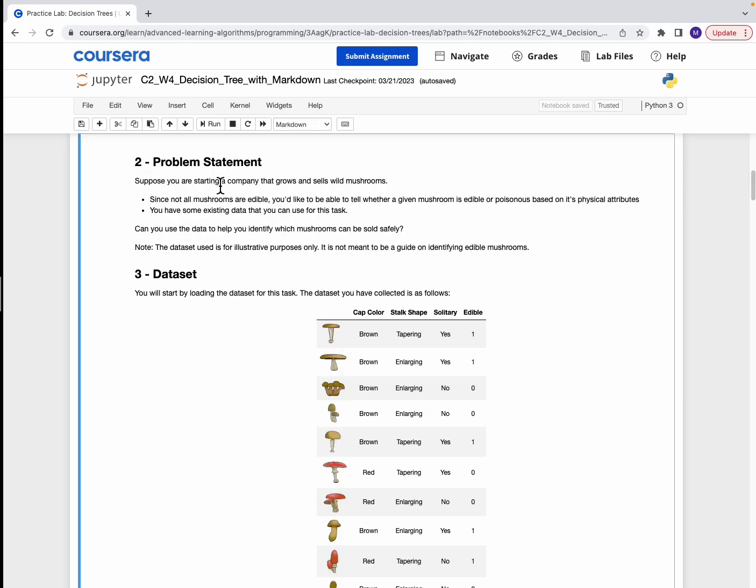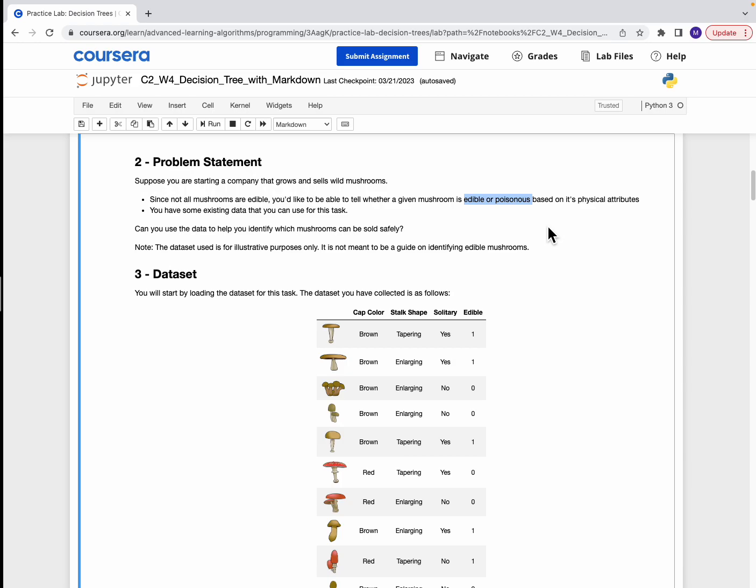So we are starting a company that grows and sells wild mushrooms, but we don't want to poison our customers, because poisoning our customers is probably not good for business. So we want to identify if our mushrooms are edible or poisonous. Now, how do we do this?